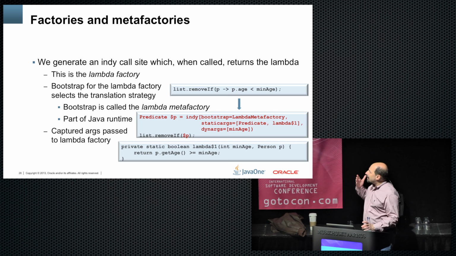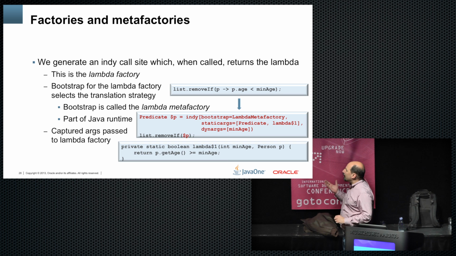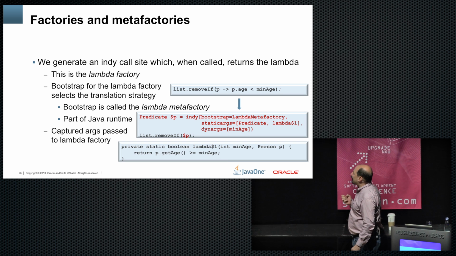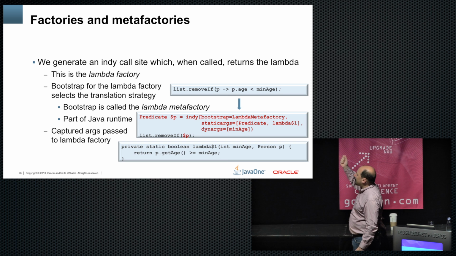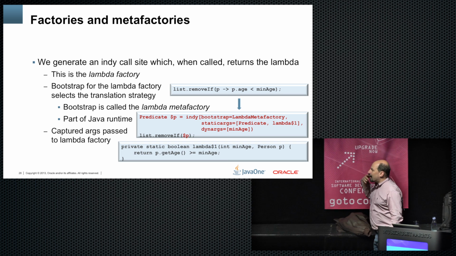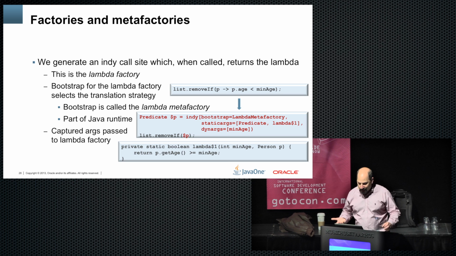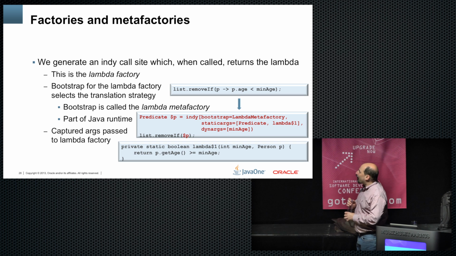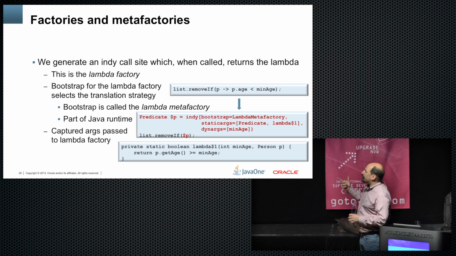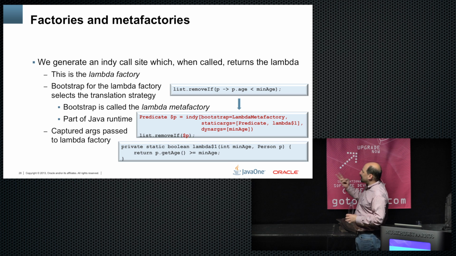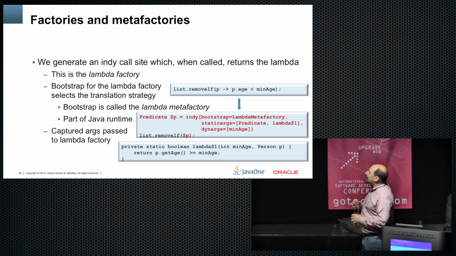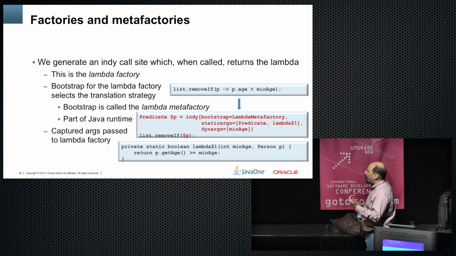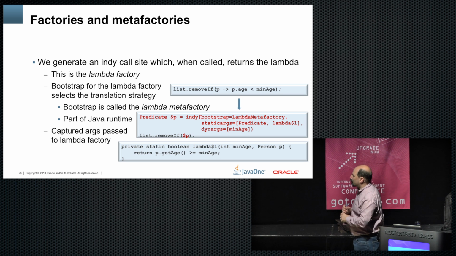And then at the site where we want to capture the lambda, we emit an invokedynamic instruction, where we say the bootstrap is this special Java language runtime logic method called the LambdaMetafactory. The static arguments are: what is my conversion type, my conversion target, here Predicate, and where's my implementation, here lambda$1. And the dynamic arguments are the minAge that I've captured from the context. So I invoke this call site, it hands me back the lambda I want, of type Predicate, and then I just pass that to removeIf.